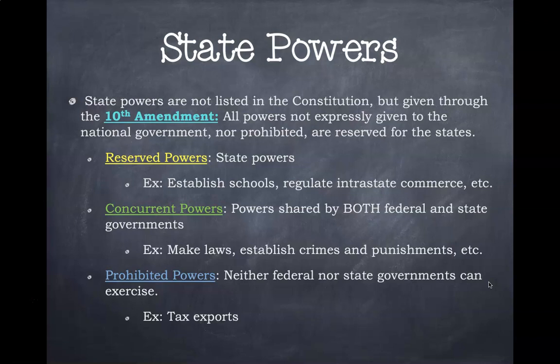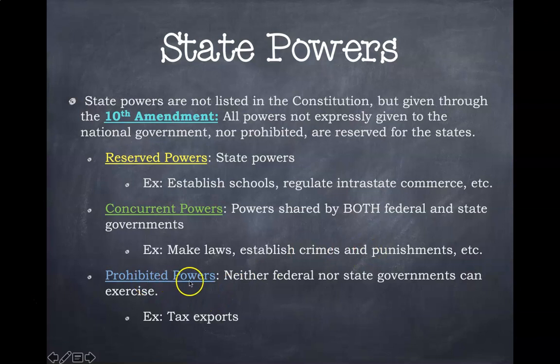Next, we have concurrent powers, and concurrent is another word for overlapping. So powers that are shared by both the federal government and the state government. For example, you have federal laws and you have state laws. The federal government can establish crimes and punishments, and the states can also establish crimes and punishments. You can get the death penalty in Alabama. We don't use it too much, but you can also be put to death at the federal level.